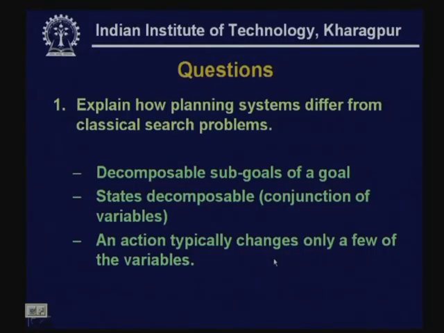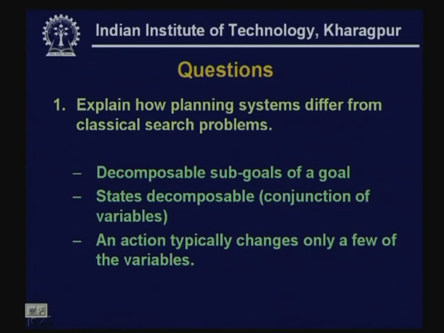Now, before we get into today's lecture, I would like to briefly discuss the questions that we posed in the last lecture. The first question was, explain how planning systems differ from classical search problems. You see, planning is also one type of search. What sets planning apart from a general search problem is that in the case of planning, we can decompose the goal. We do not look at the goal as a whole. So, it is not just that we look to see whether a state satisfies the goal fully or not.